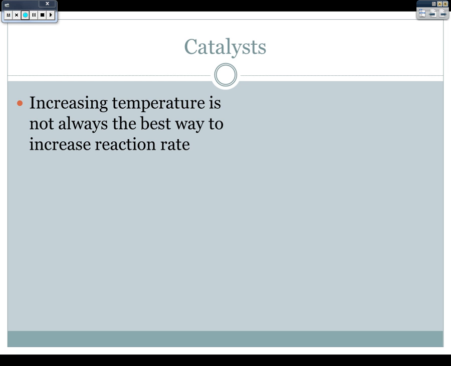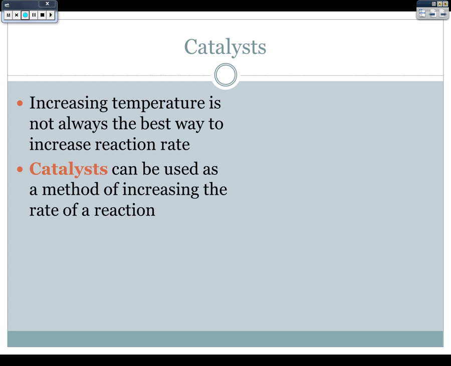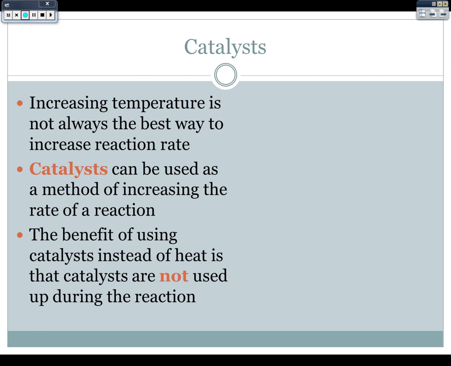Let's talk about catalysts. Increasing temperature is not always the best way to increase a reaction rate. Sometimes increasing concentration or changing particle size, you don't actually want to do that kind of stuff to some of your experiments. It may not be great. So catalysts can be used as a method of increasing the rate of a reaction.